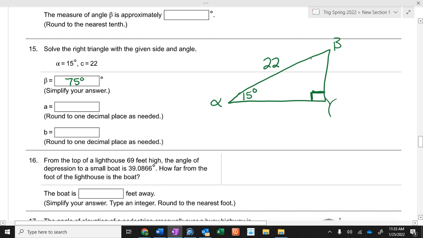75 degrees. So this is 75. How do we find A? Well, A is opposite of alpha. B is opposite of beta. Okay? So A, how do I figure out A?